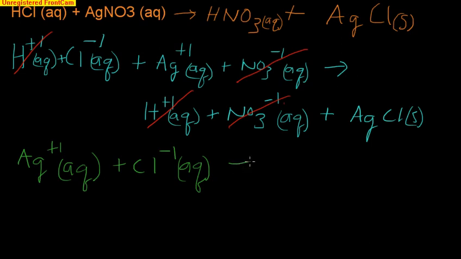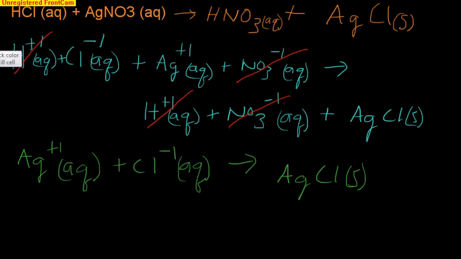Now I can draw my arrow. And the only thing left on my right-hand side of the equation is the AgCl. So I'm going to write that AgCl(s). Okay, so now I want to double check to make sure that everything is balanced. So if I look, I have 1 silver on the right, I have 1 silver on the left, I have 1 chlorine on the left, I have 1 chlorine on the right. So this is a balanced net ionic equation.